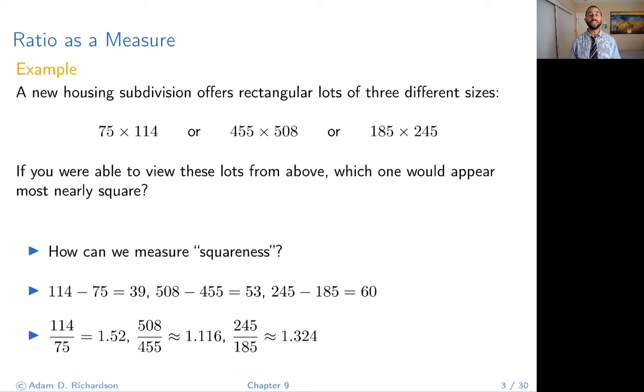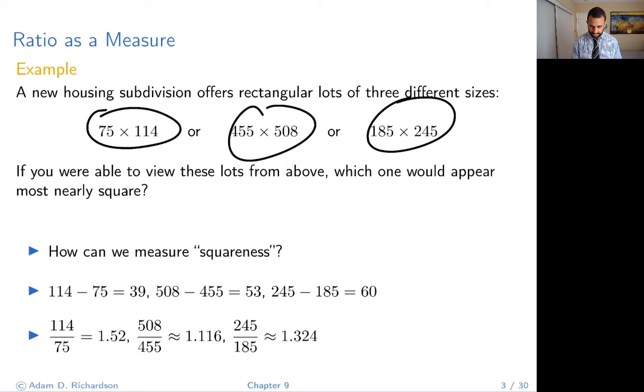If we take the ratio of all of these different lots, then we get these results right here. That's 1.52. This one is about 1.16, and this one is about 1.324. And it turns out that the correct answer is actually the middle one. And the reason is because of this. This ratio is very, very close to 1.